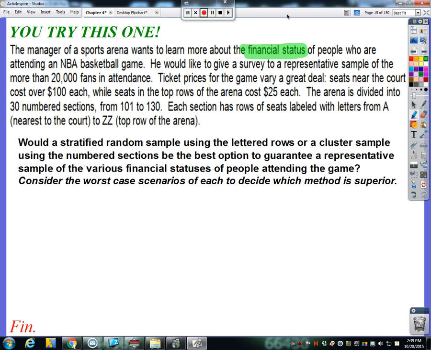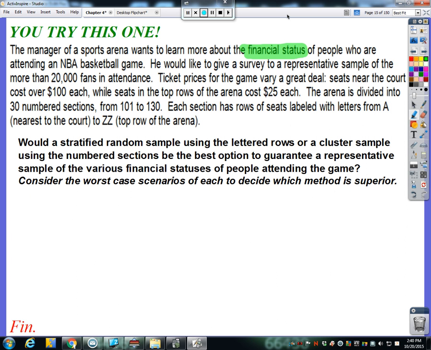The arena is divided into 30 numbered sections from 101 to 130, and each section has rows of seats labeled from A near the court all the way up to double Z at the top row. Would a stratified random sample using lettered rows or a cluster sample using the numbered sections be the best option to guarantee a representative sample of the various financial statuses of people attending the game? And my hint to you is consider the worst case scenario of each to decide which is superior.